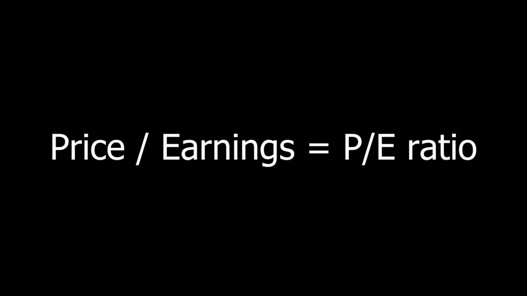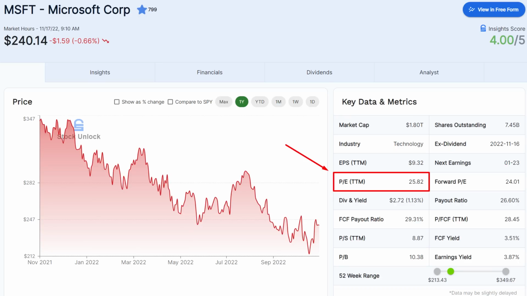And let's start off with what is the price to earnings ratio? The price to earnings ratio is exactly what it sounds like. It is the price to earnings ratio, and it tells you how much a stock is being priced relative to the company's earnings, or relative to the amount of earnings that the business behind the stock generates. For example, we can see here that at the time of recording this, Microsoft has a price to earnings ratio of 25, which means that investors are paying $25 for every $1 of earnings that Microsoft's business generates.